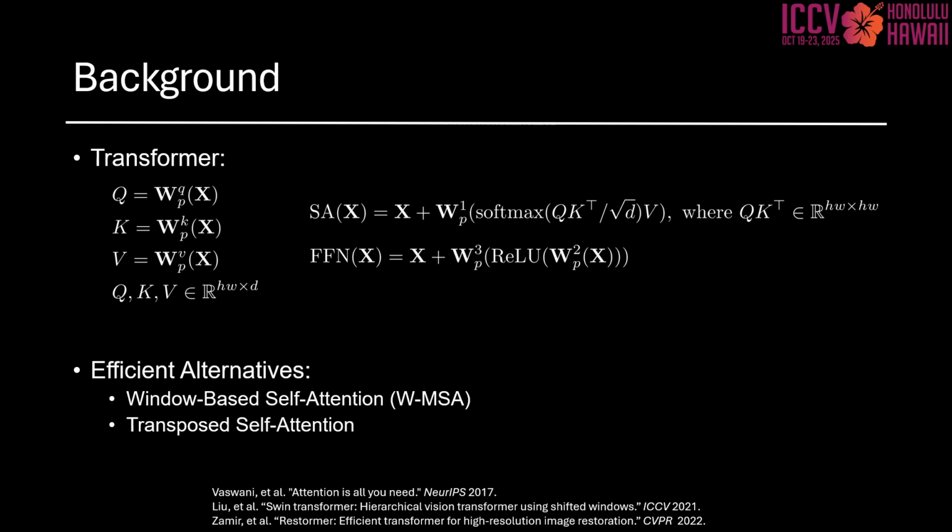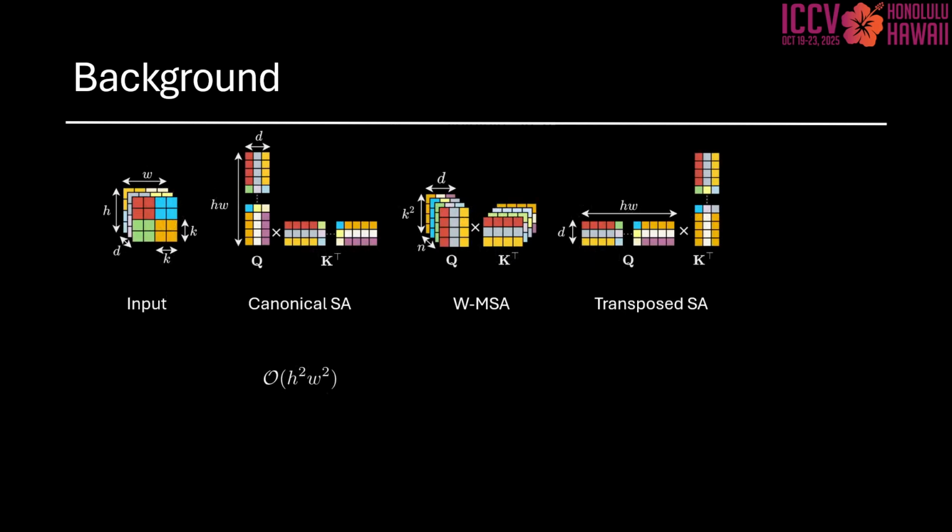To overcome this limitation, several efficient variants have been proposed, such as window-based self-attention, WMSA, and transposed self-attention, which reduce complexity, but at the cost of losing part of the model's expressive power and global context understanding. While these efficient variants help reduce computation, they come with trade-offs.